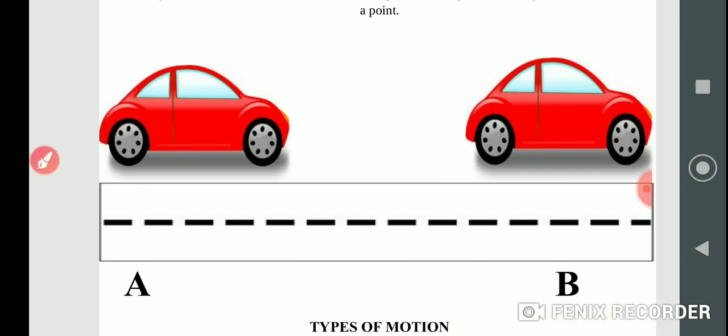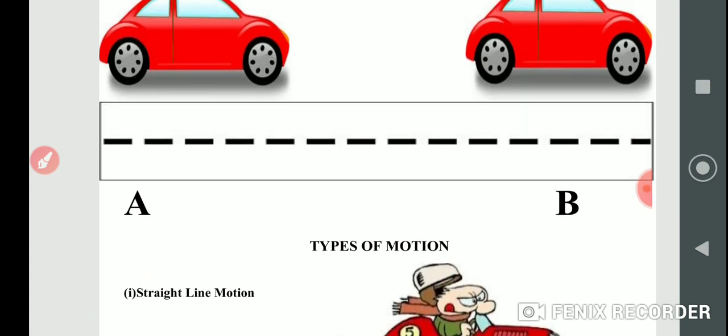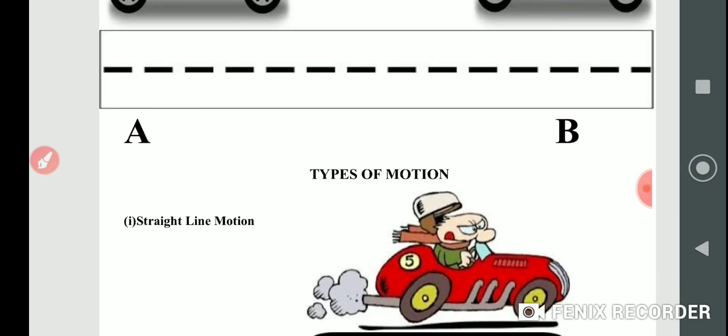So, I think you have understood what is rest and what is motion. Let's discuss the types of motion. Here we have three types of motion. Number one, straight line motion. Number two, oscillatory motion. And number three, circular motion. Let's discuss straight line motion first. When a body is moving in a straight line, then the motion of the body is called straight line motion. In our first example, the car is moving in a straight line. So we can say that the movement of the car is straight line motion.